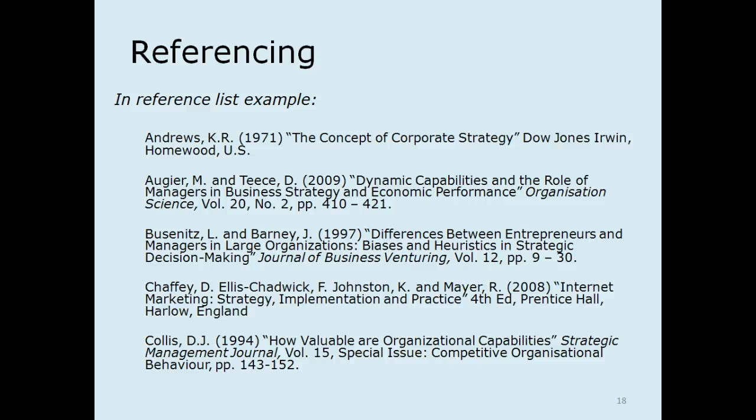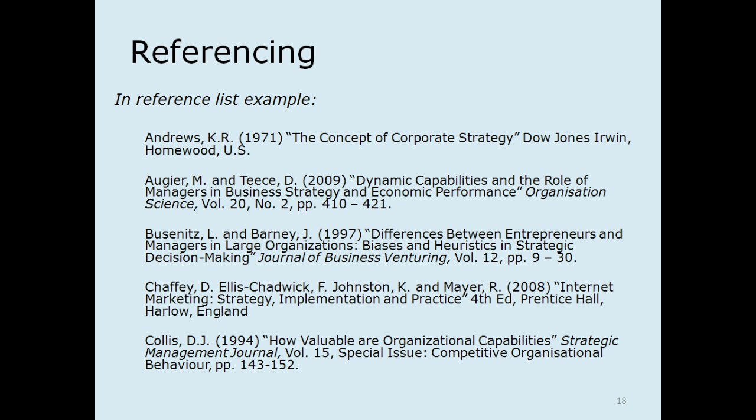If you look at the journal paper, the next one down, you've got the Teece paper here. You've got the two authors, surnames and their initials. You've got the year of publication in brackets, 2009. Then in speech marks, the title of the journal paper, Dynamic Capabilities and the Role of Managers in Business Strategy and Economic Performance. You've got the title of the journal it came from, which is Organization Science, the volume of the journal, volume 20, the issue number, number 2, and then the pages within that journal that the article relates to.